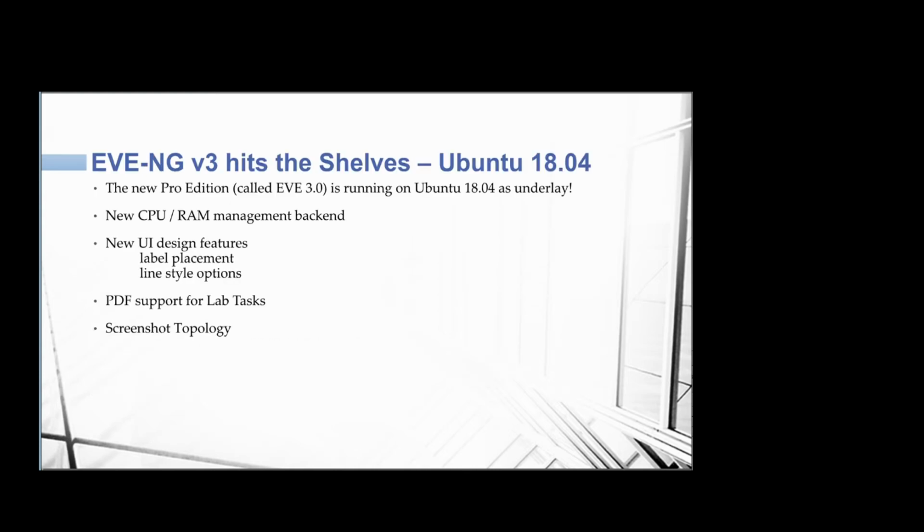So what has changed? Well, the first big thing that happened lately is EVE-NG version 3 came out. So basically, EVE was running, or the community edition is still running, on Ubuntu 16.04. And the new EVE, the EVE 3.0, is running on Ubuntu 18.04. So that was a huge step into a more modern operating system.